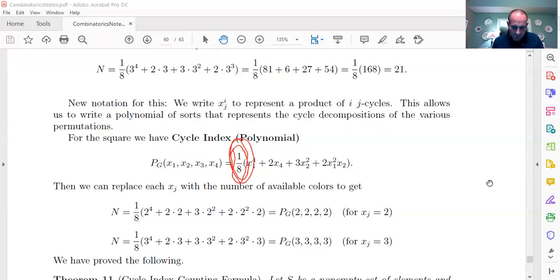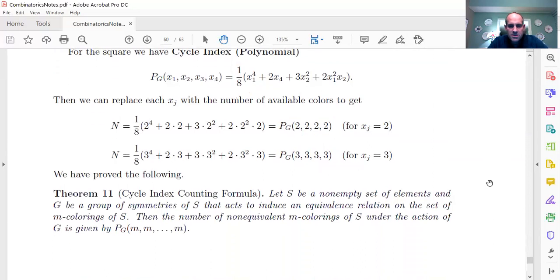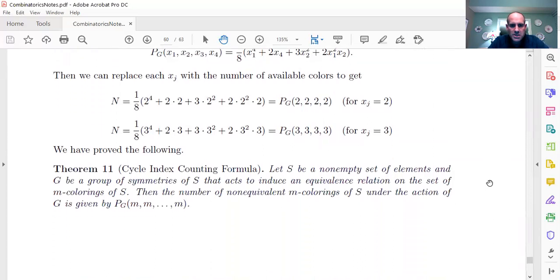Another thing I did is I put these things in here just to point out the fact that these coloring counts are simply gotten at by plugging 2, 2, 2, 2, and 3, 3, 3, 3 into the cycle index polynomial, okay? All right, so I also wrote out a formal theorem down here that describes what it is that we're doing. So S is just any non-empty set of elements, and G a group of symmetries acting on that.